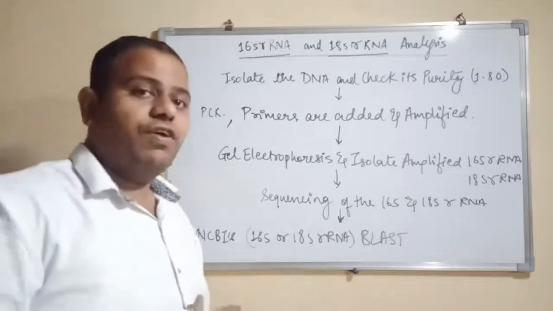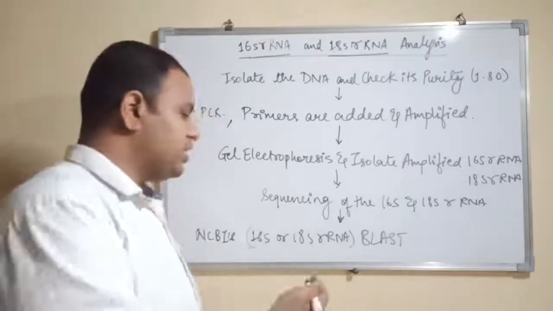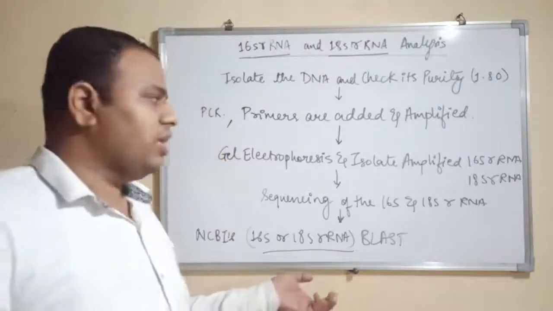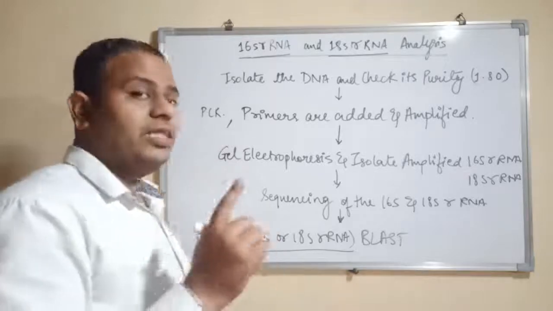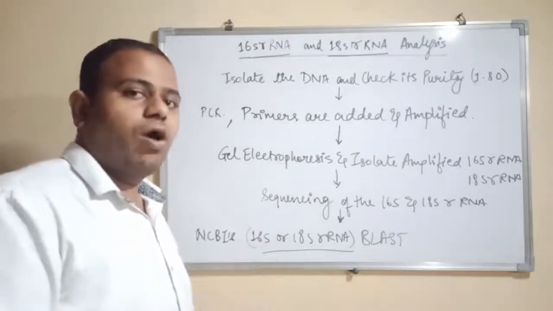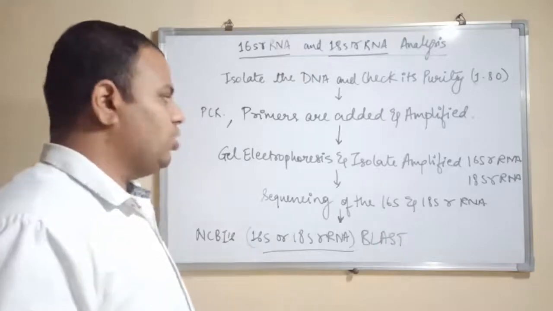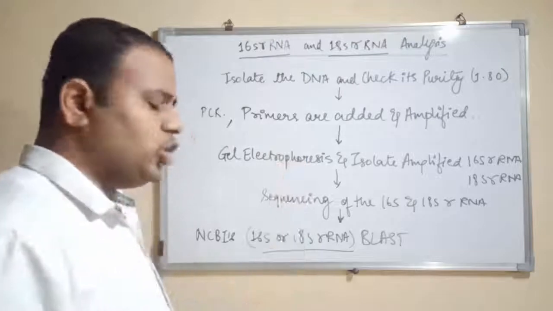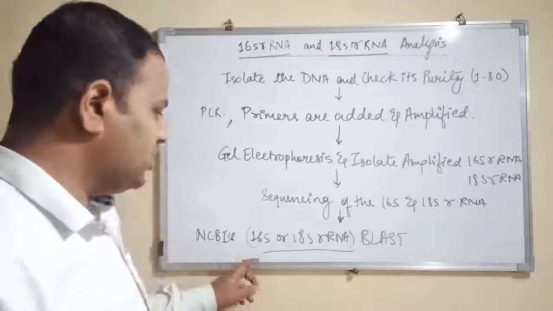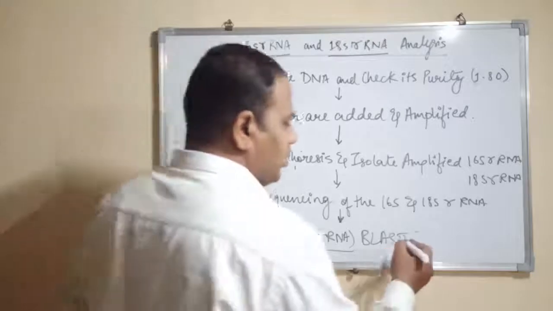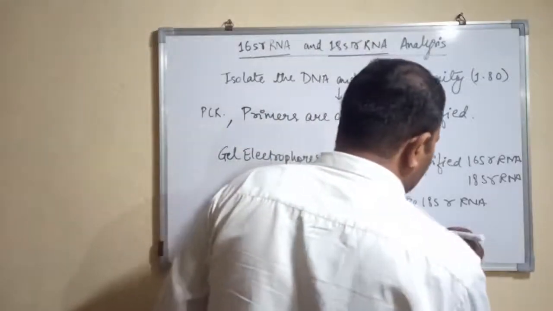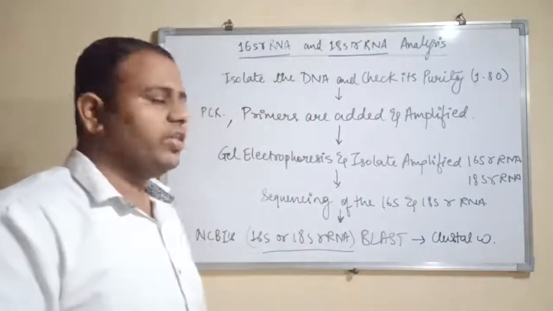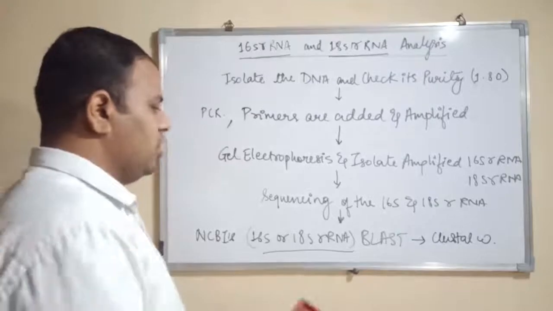If the sequence does not match any of the species present in the 16S rRNA or 18S rRNA database in NCBI's GenBank, then the organism we are studying is a new organism, and you can register that organism. This is the whole process by which you can do the phylogenetic analysis. Once you align the sequences, different software are available, for example Clustal Omega. Such software can be used for the generation of a phylogenetic tree.